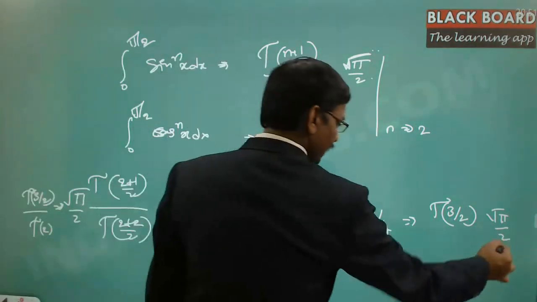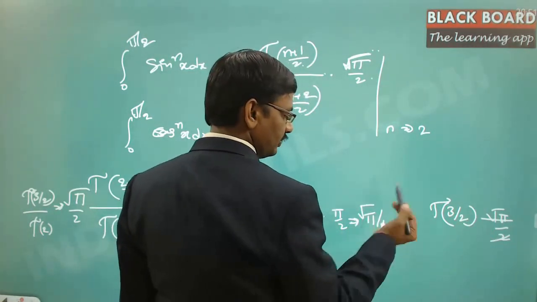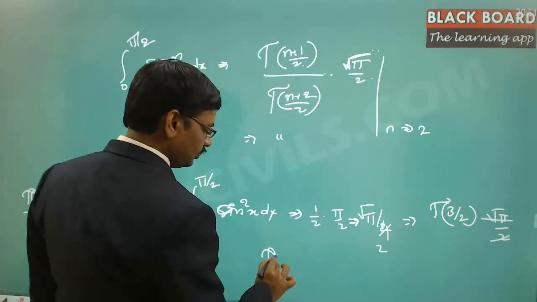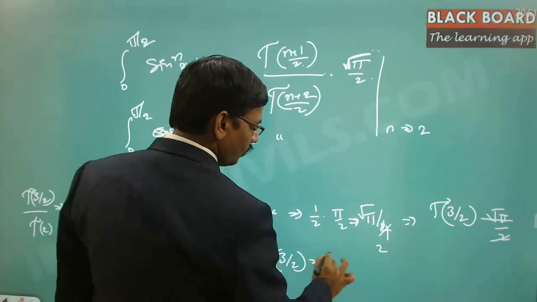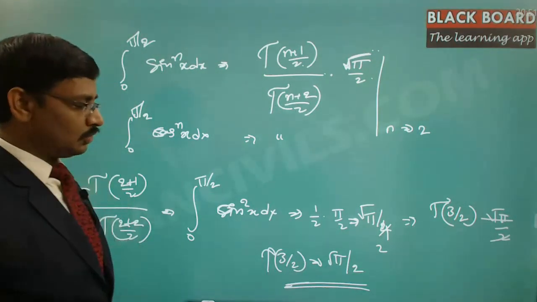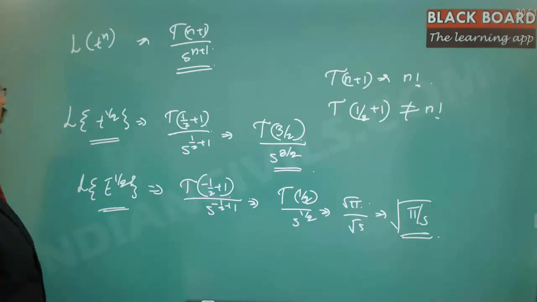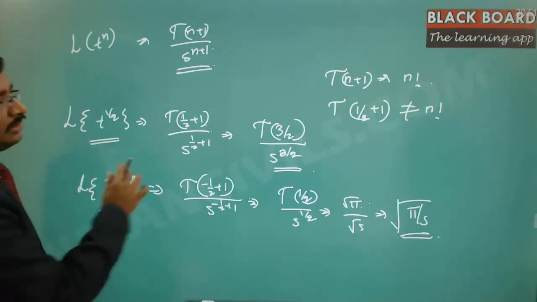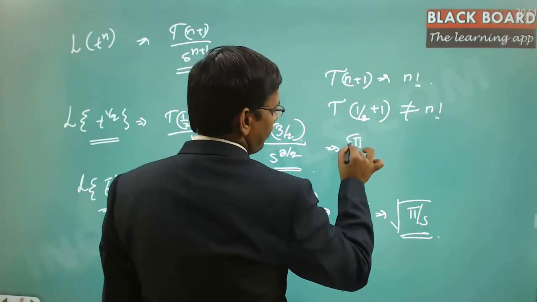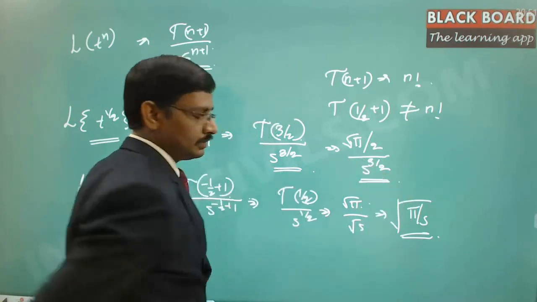So if you cancel it, this is going to be 2 times, and this root pi is going to be root pi times. So hence this is root pi by 2. So gamma of 3 by 2 is going to be root pi by 2. Got it? Root pi by 2 is the value of gamma of 3 by 2. Now if you want to find out the Laplace transform of e power 1 by 2, this value is gamma of 3 by 2 divided by s power 3 by 2. This is root pi by 2 divided by s power 3 by 2. Got it?